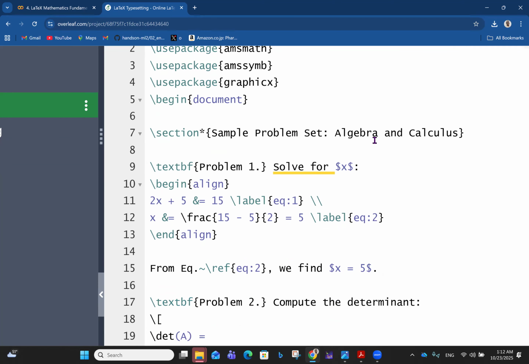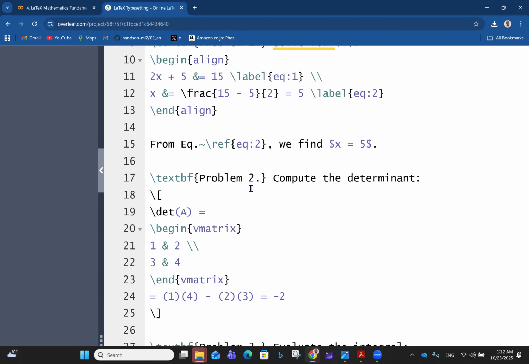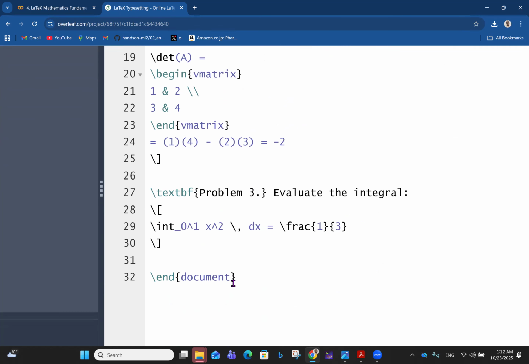Then we have sample problem set, algebra and calculus. Problem one, solve for x. And then we have 2x plus 5 equals 15. We label that as 1. x is the fraction 15 minus 5 over 2 equals 5. That's equation 2. So from equation 2, we find x equals 5. Something like that. And then we compute the determinant, which is what the dollar sign would have done for you too. So compute the determinant with the matrix, because you're looking for determinants, that just takes care of that.